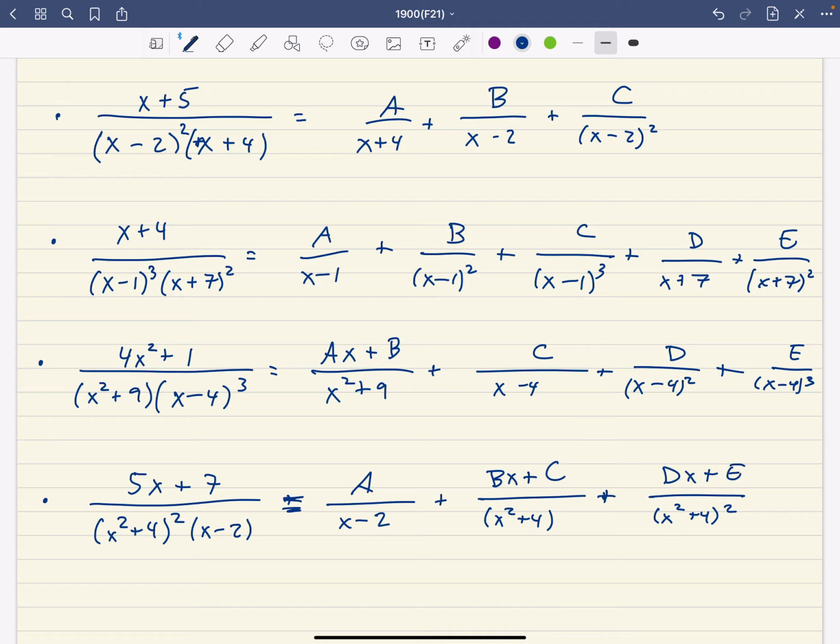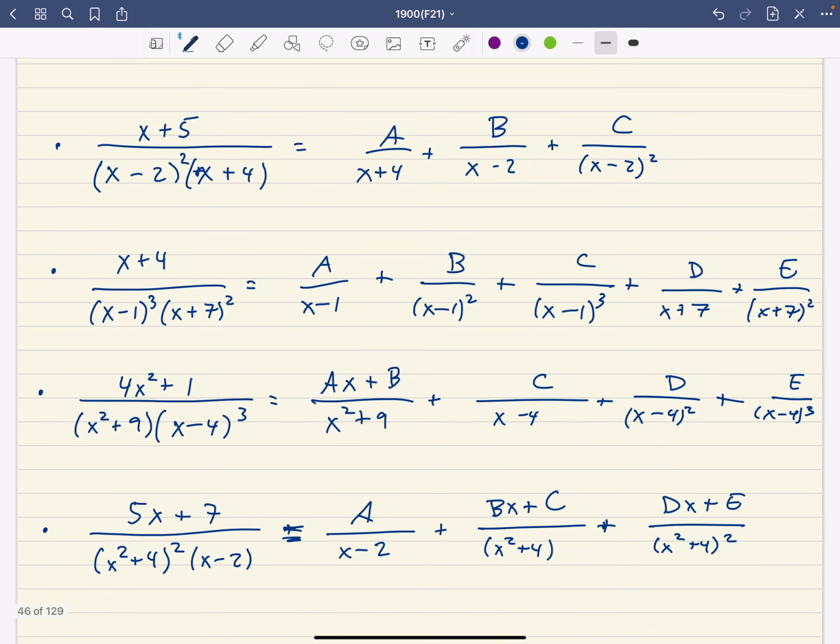That's really like 90% of the material in this section: figuring out how these partial fraction decompositions work. I will do another video where we actually go and find these constants a, b, c, d, and e in some examples, and then I'll do more videos where we do integrals, which is really the application for partial fraction decompositions. But that's it for now.